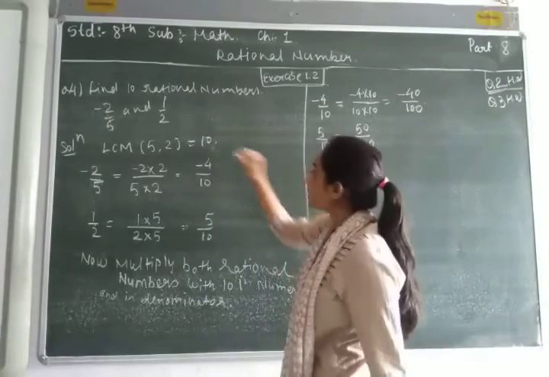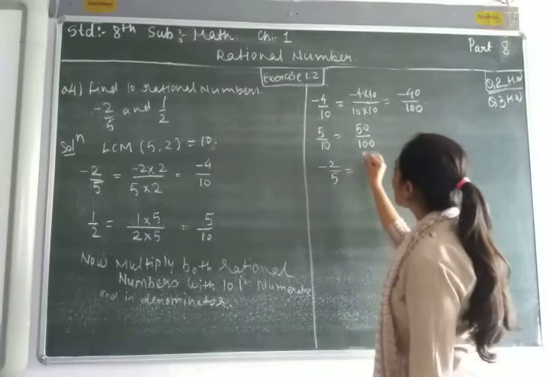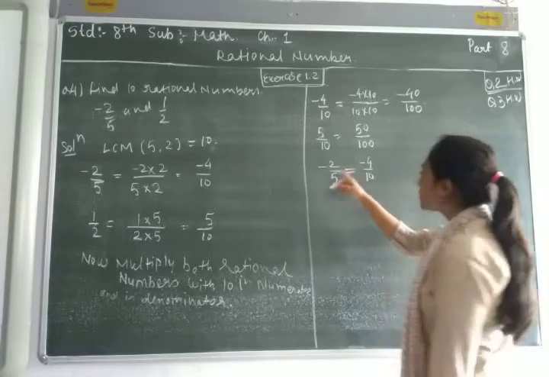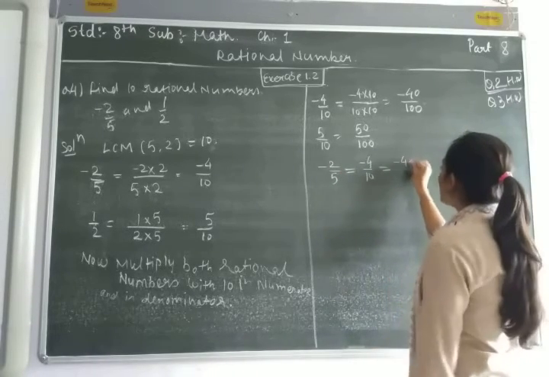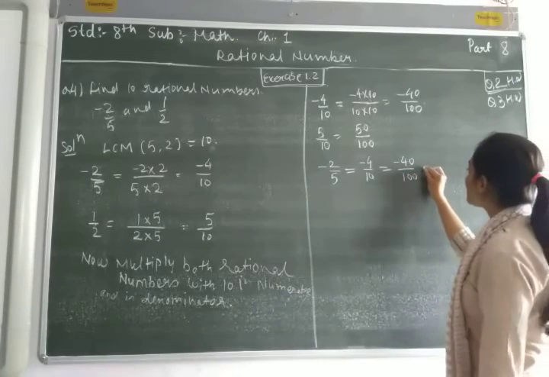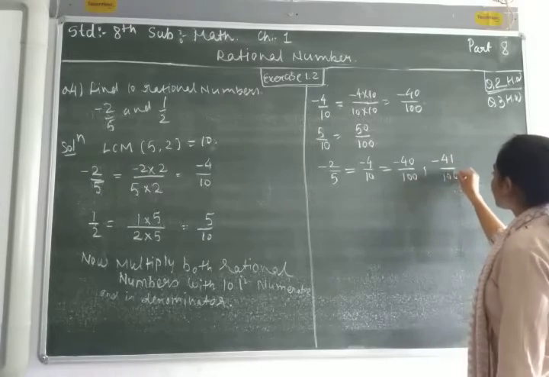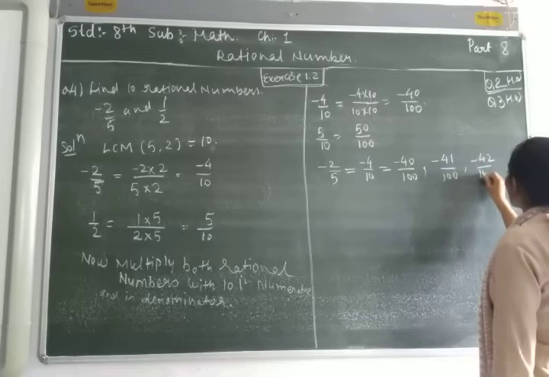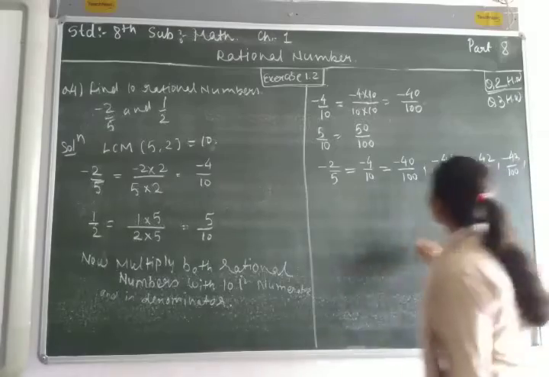So which is the first one? Minus 2 by 5 is equal to minus 4 by 10. I am writing the equal sign because all these are equivalent fractions. So it equals minus 40 upon 100, again an equivalent fraction. Now I can write minus 39 upon 100, my first fraction, minus 38 upon 100, minus 37 upon 100.